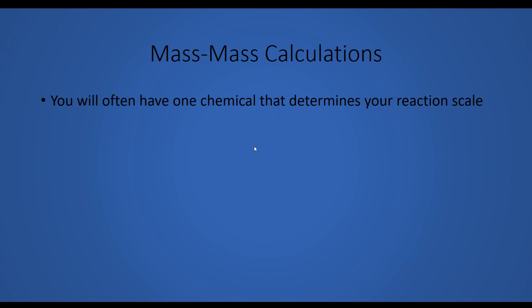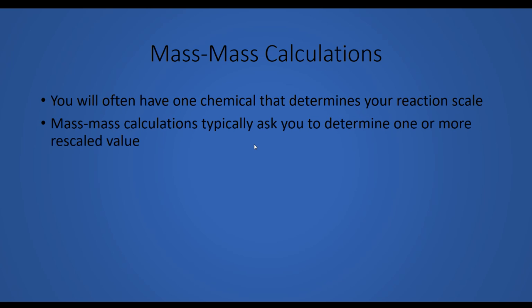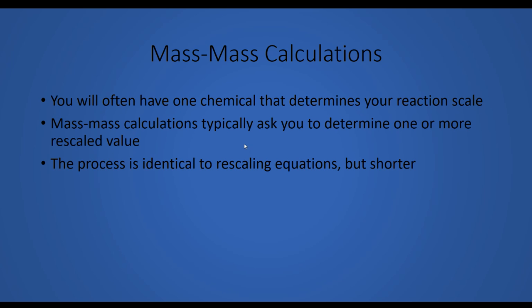So you will often have one chemical that determines your reaction scale, and you'll be told ahead of time that this is the chemical that's determining your reaction scale. It won't be said in those words, but you'll just be told about one chemical. Mass calculations typically ask you to determine one or more rescaled values. And it's just like rescaling equations, but it's a little bit shorter because we only have to apply the scale factor to the chemicals of interest, and often there's only one. Let's see what that looks like.